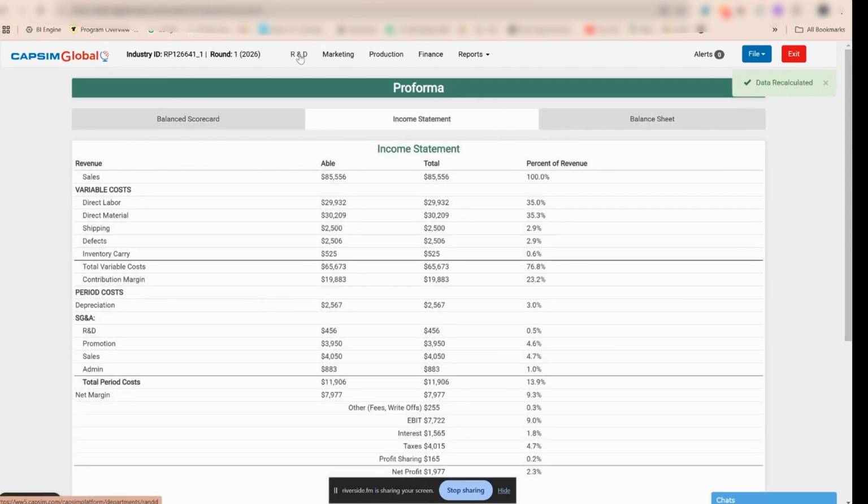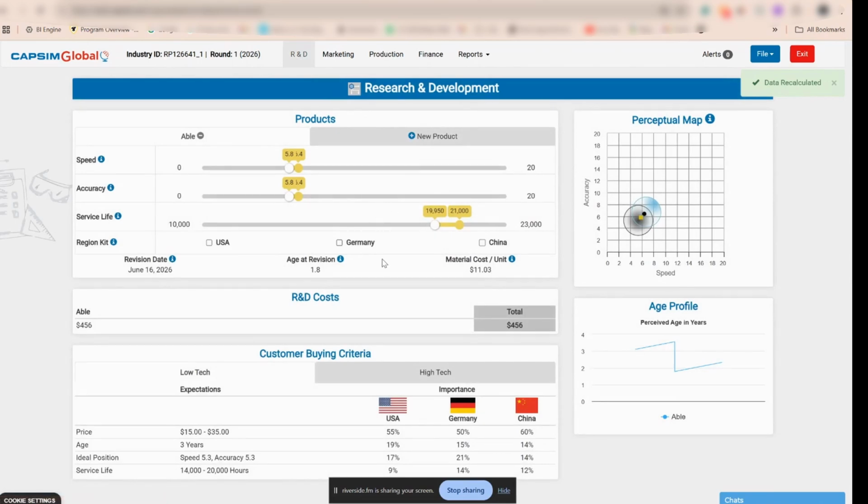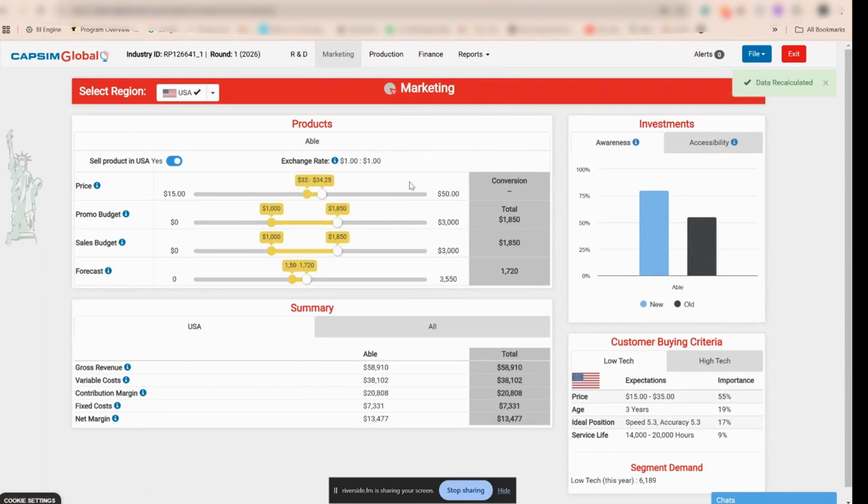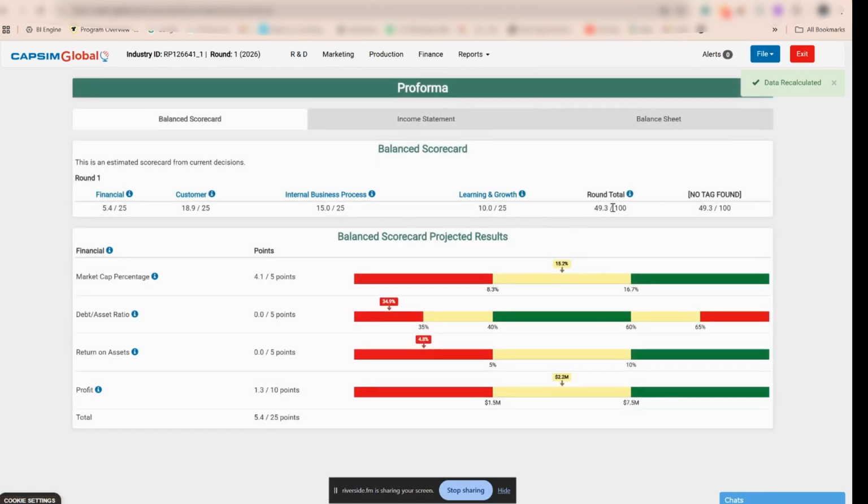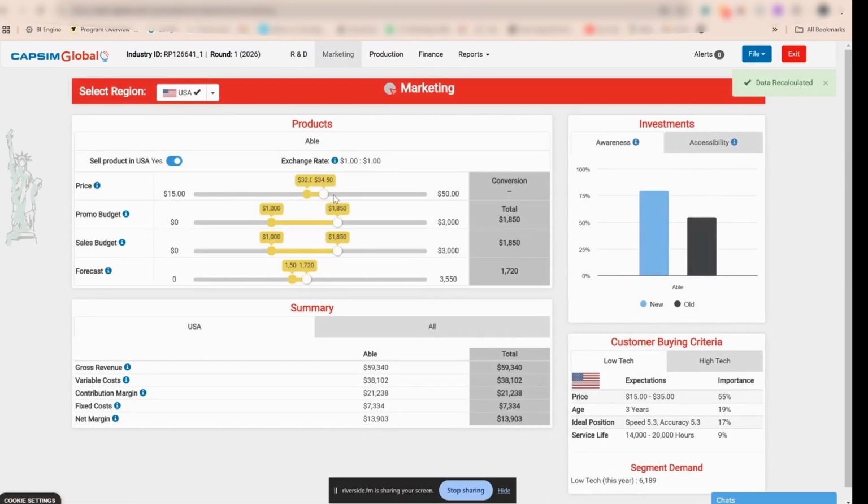So I'm going to go back to R&D and look at this. Does this look good? Okay, but all those changes take place in marketing. So let's see if I increase my price, what happens. It's going to 49. Okay, that's some improvement. So I'm just going to leave it at that and sell at 34.50 instead of 34.25. And for promo, from what we saw in the simulation practice round, we don't need to spend a lot to get 75%.